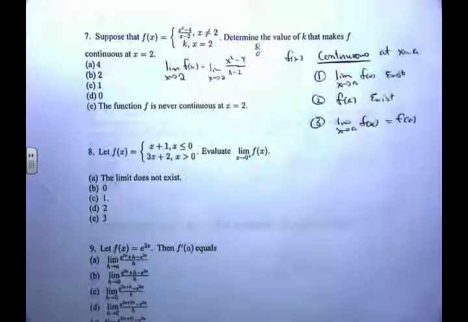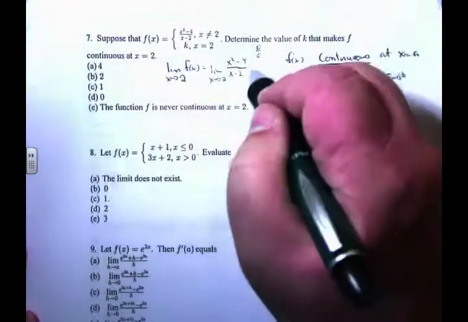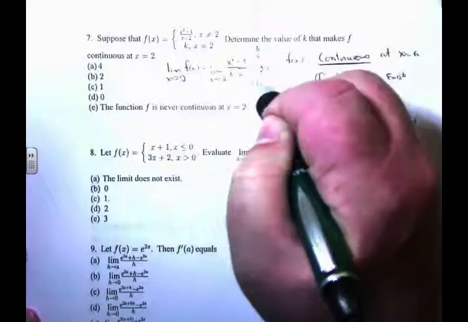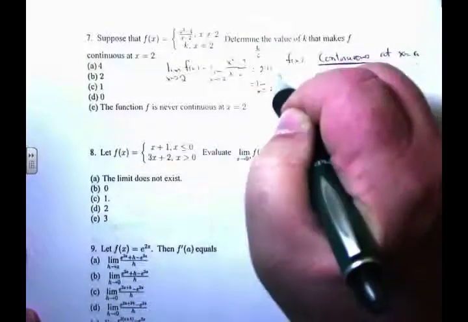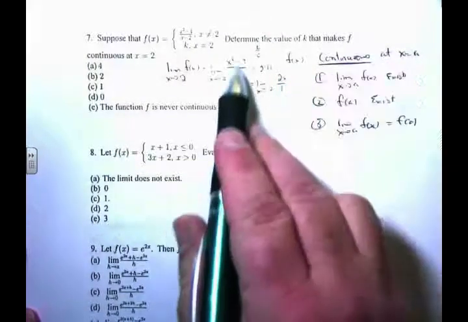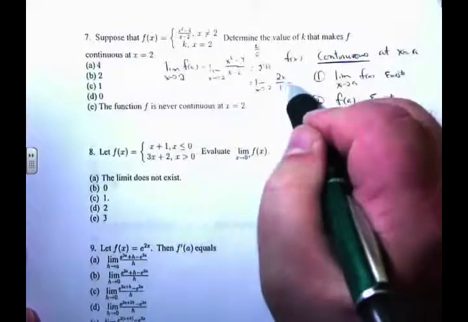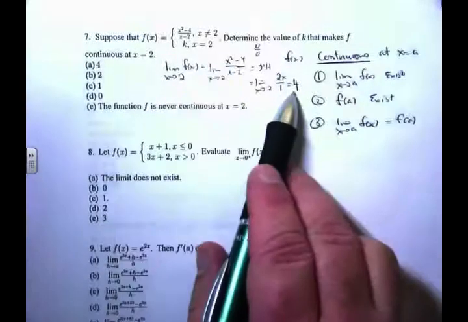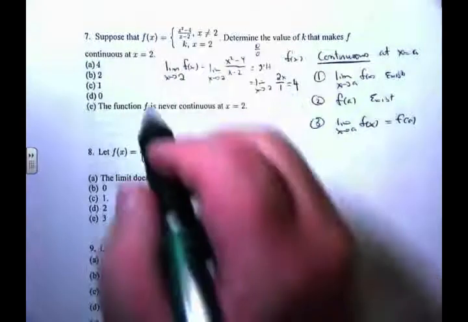Most of the time it helps. There's occasionally some problems out there where it doesn't help. But here we go. I think L'Hopital's rule is the easiest way to go on this one. So I'm applying L'Hopital's rule. This would be the limit as x approaches 2 of 2x divided by 1, derivative of the top over derivative of the bottom. Plug in 2 and what do I get? 4. So the limit value has got to be equal to 4.